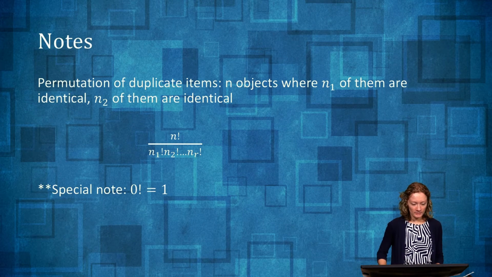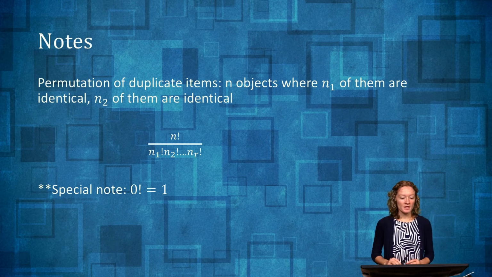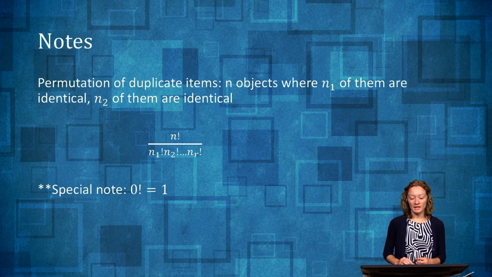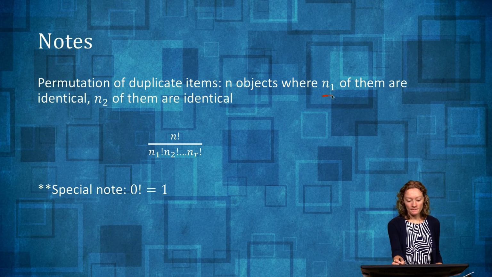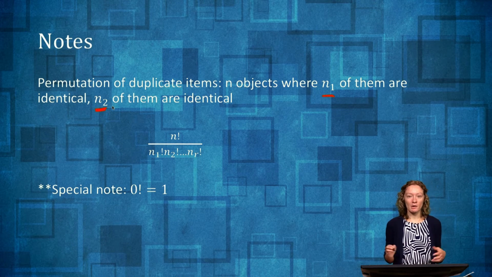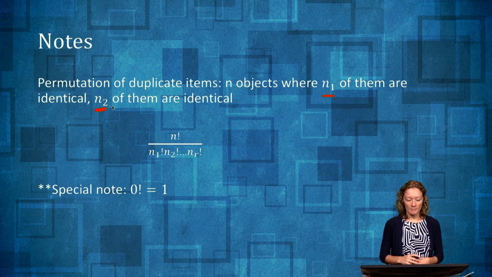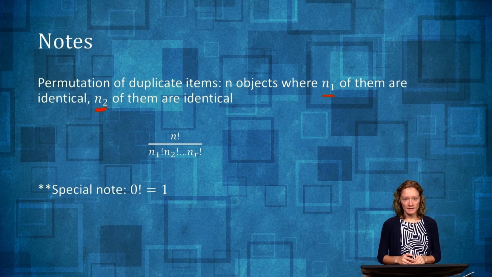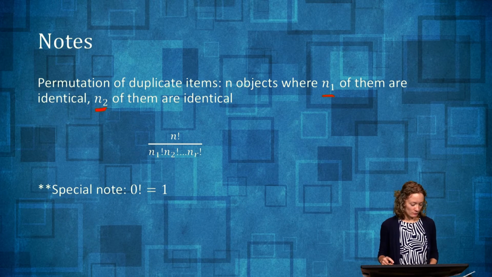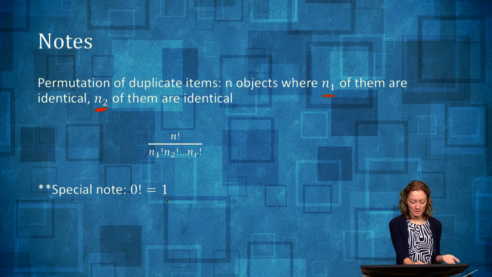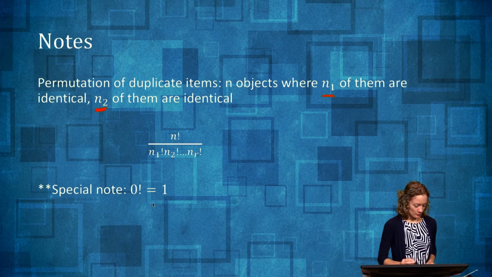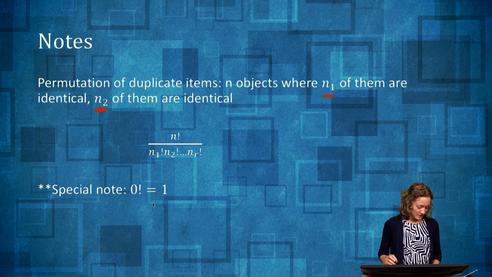Okay. Let's see one more type of problem. This is a permutation of duplicate items. So we have n objects where a certain number of them, n1 and n2, however many, we'll see an example, are identical. An example of this is typically when we have words. And a special note, 0 factorial, you can type that in the calculator if you want to prove it, is 1. It's not 0. Otherwise, it would mess everything up.